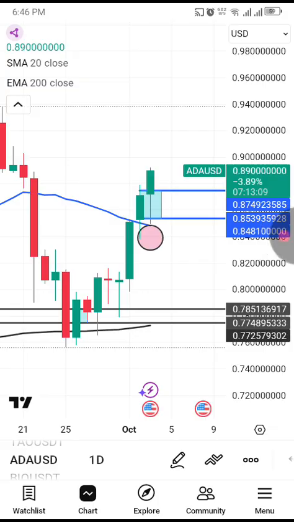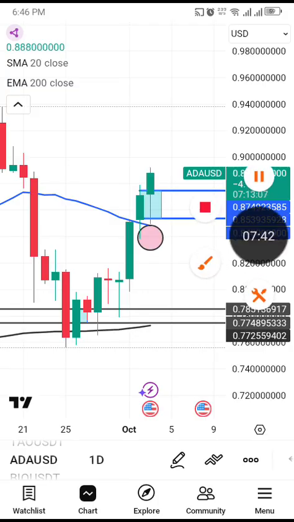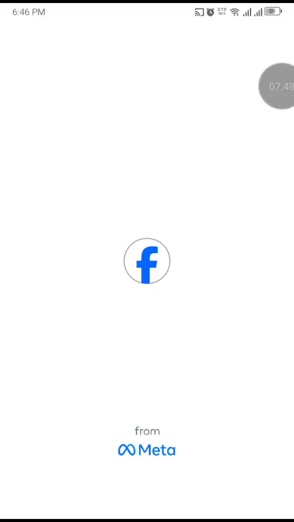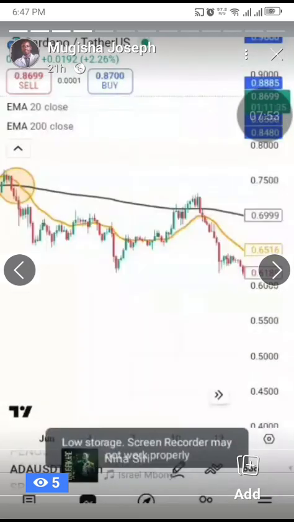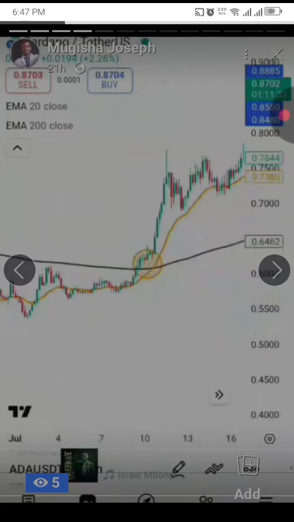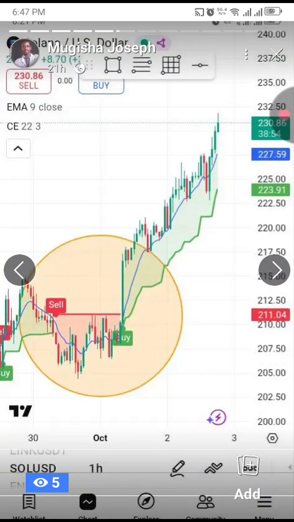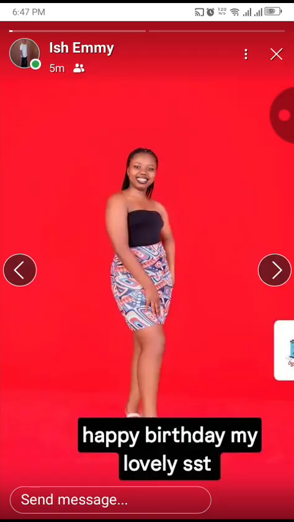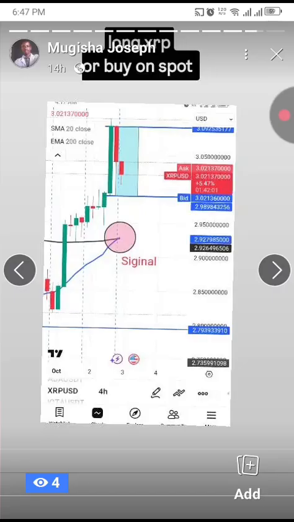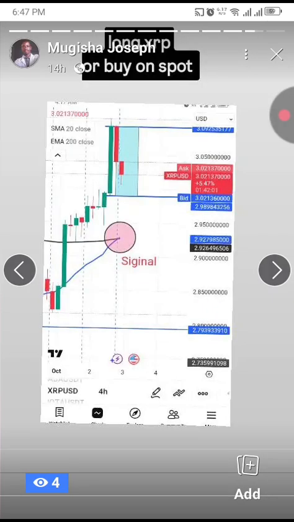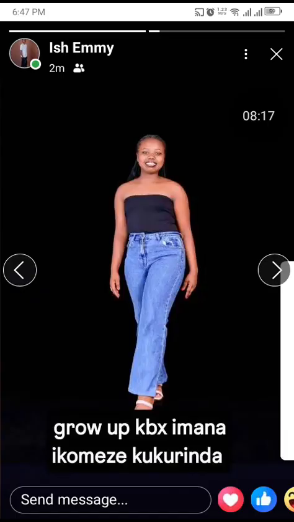Every day I share my signals. Let me show you. You can see, because I have many people. You can see here I was showing the crossover. I have been sharing all the signals I give you. You can see this was a signal of XRP. Let me show you XRP. It was like this. Then let's go and see BNB.